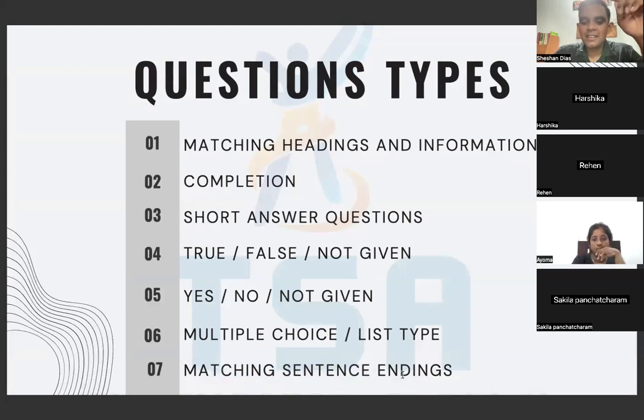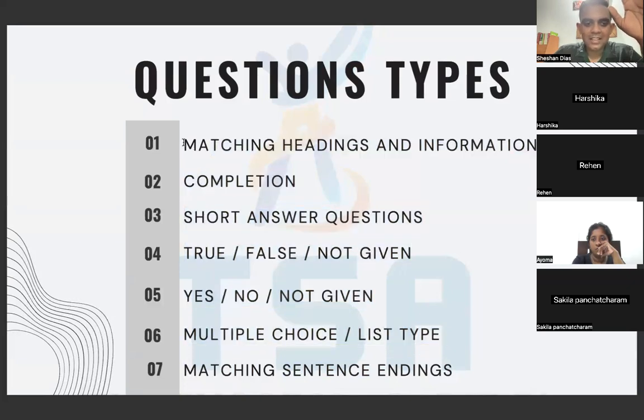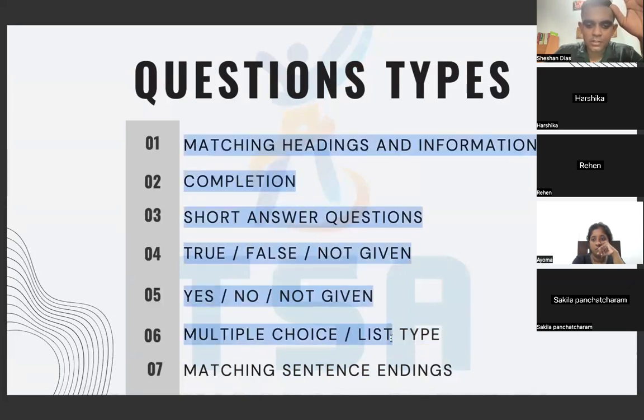Matching sentence endings are very rare. I've gone through maybe 1 or 2 mock tests with this type of question. Very rare. This is where you get a number of sentences and a few options of sentence endings. So we're not going to focus on that too much. These 6 types of questions are mainly what we are going to focus on in our paper today.